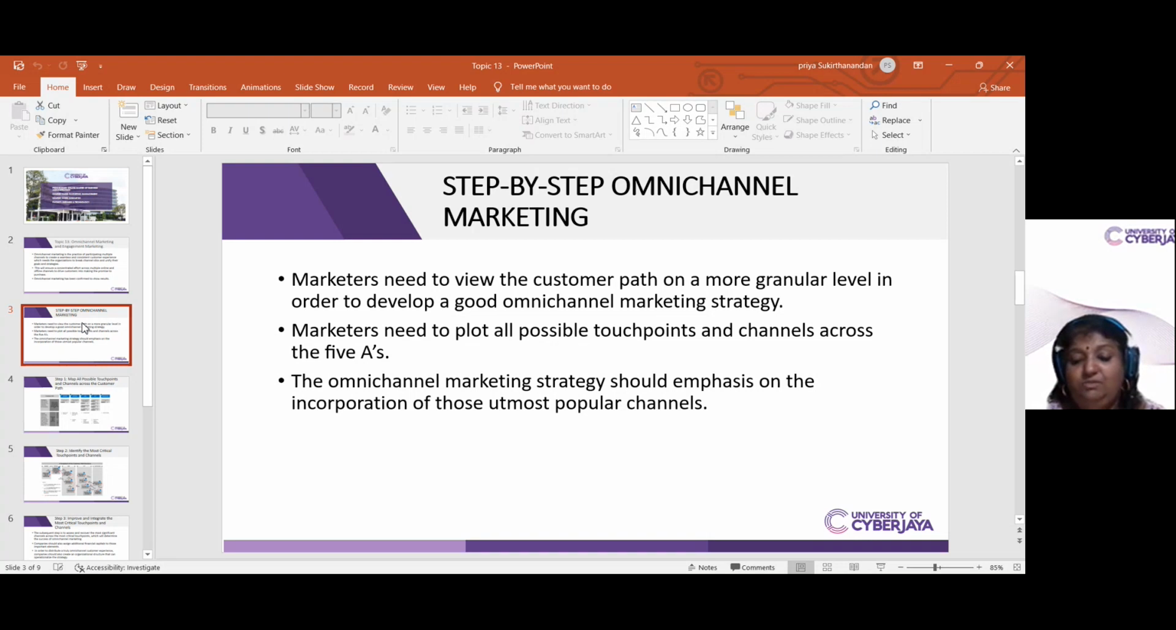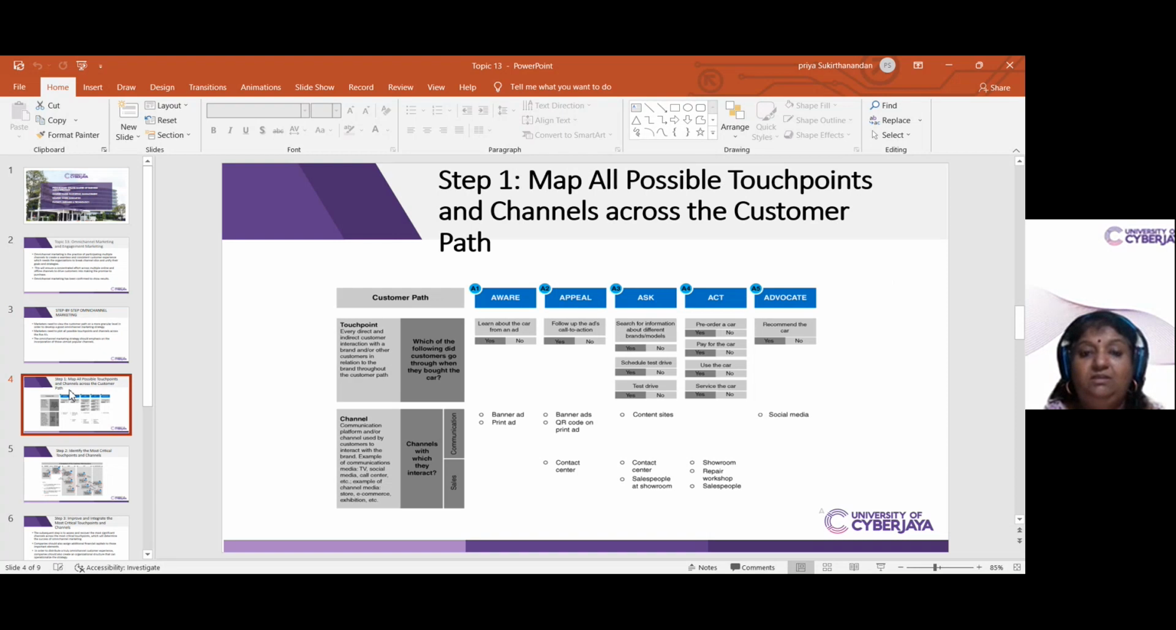So what are the 5 A's? When you look at the 5 A's, firstly, you're looking at it from awareness. Your second point is to appeal. Third is to ask. Fourth is to act. And fifth is to advocate.